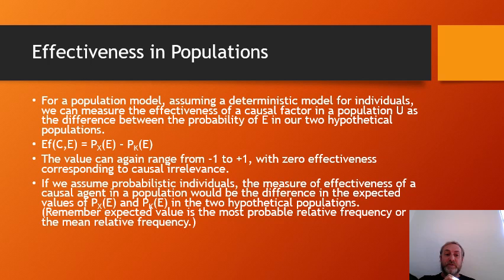And so that's on the deterministic model. Now, if we're thinking about the probabilistic model, same calculation, right? But now PXE is the average, so it's the expected value, which is basically the mean of the probabilities in that population. Each individual has a certain probability of the effect, and then we average all those probabilities, and that's what we use for PXE or PKE in a probabilistic population model.